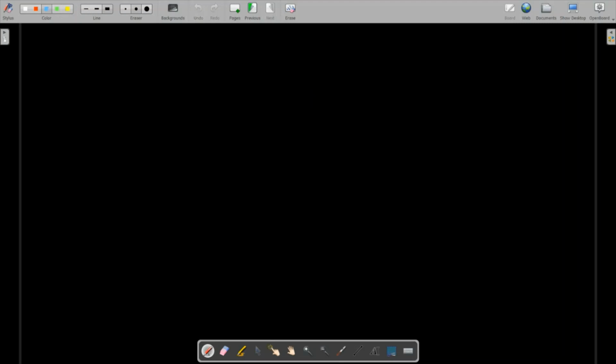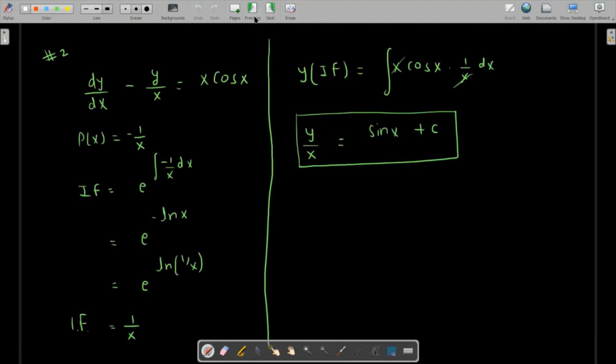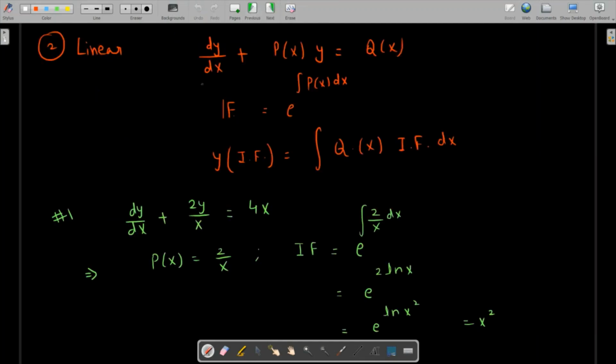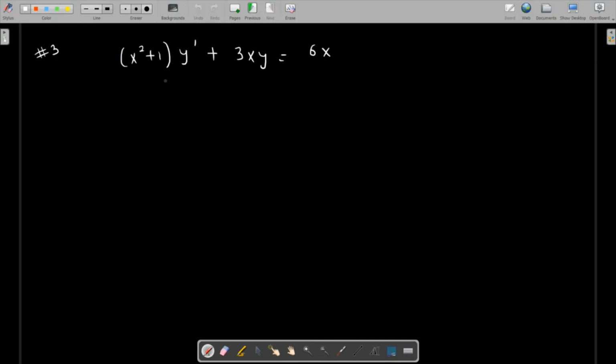Let's talk about another one over here. We have this one as (x square plus 1) y dash plus 3xy is equal to 6x. So first off, this does not look like the linear differential equation because if you recall, the linear has dy by dx as a standalone element, but here we don't have dy by dx as a standalone element. But we can make it.